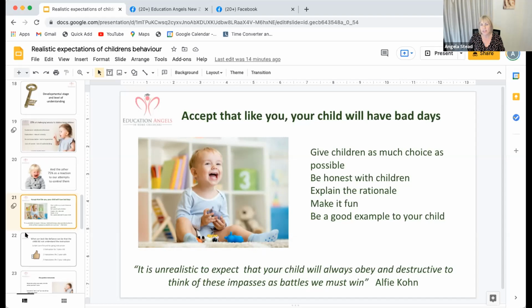So it's best to say what you want them to do and why it's important. And children are really smart. They'll more often than not comply if there's a good reason to do that. So explaining the rationale behind something can make a big difference.